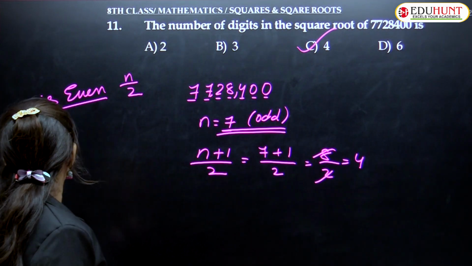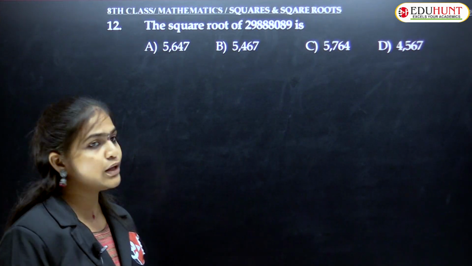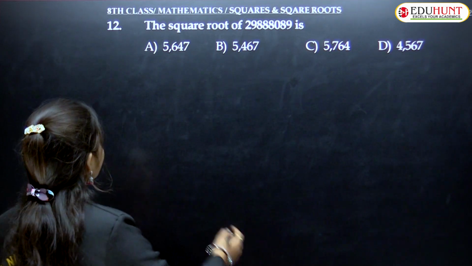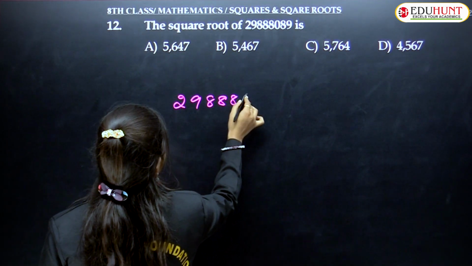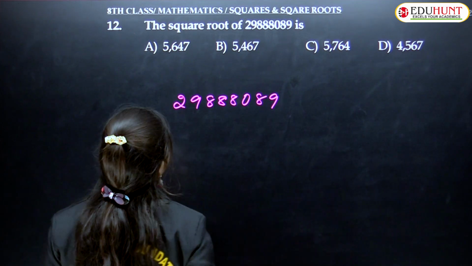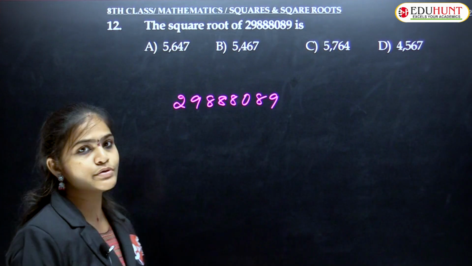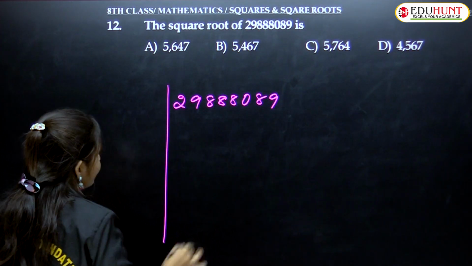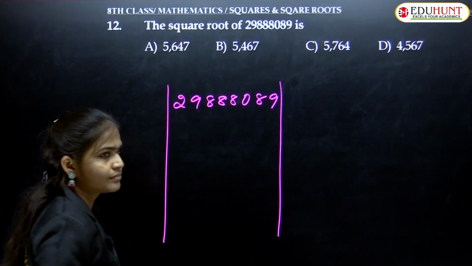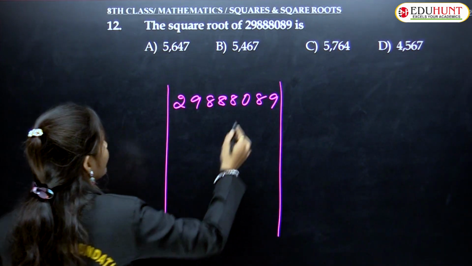And one more question from this concept. The square root of 2,98,88,089. 2,98,88,089 is the given number. Understand? So for this number we need to find the square root, again by using the division method.